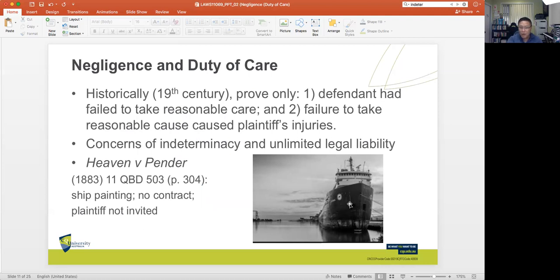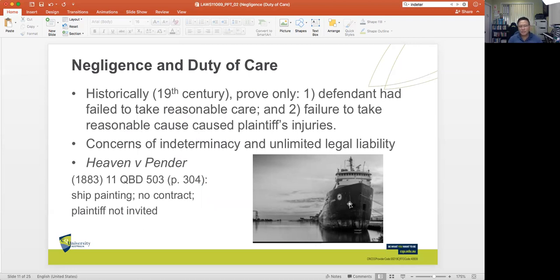In a sense, though, as I mentioned, that can be quite problematic because you could have the scenario of the slippery pool causing injury to a burglar or uninvited teens, or rat poison causing injury to a burglar. And in that case, it opens a particular defendant to almost unlimited legal liability and indeterminacy as to who he can be liable to.